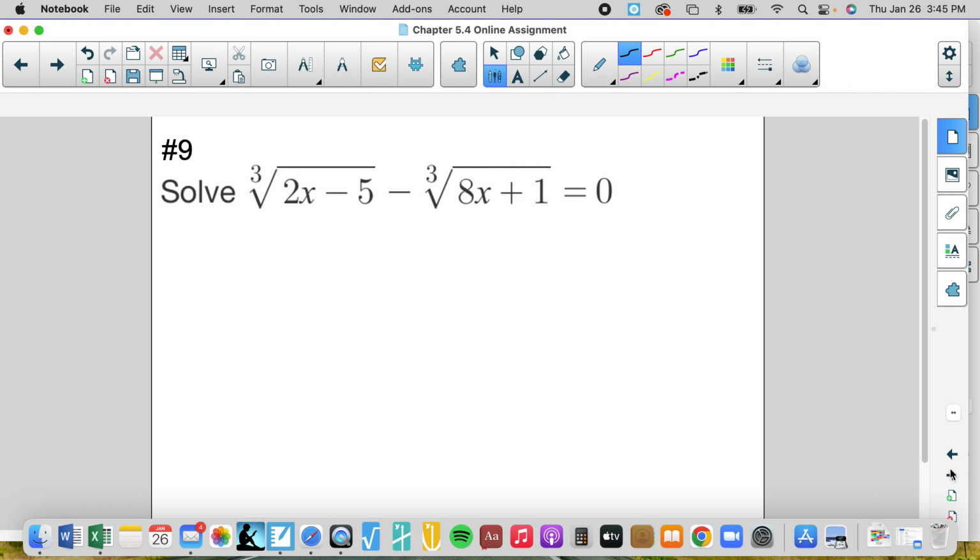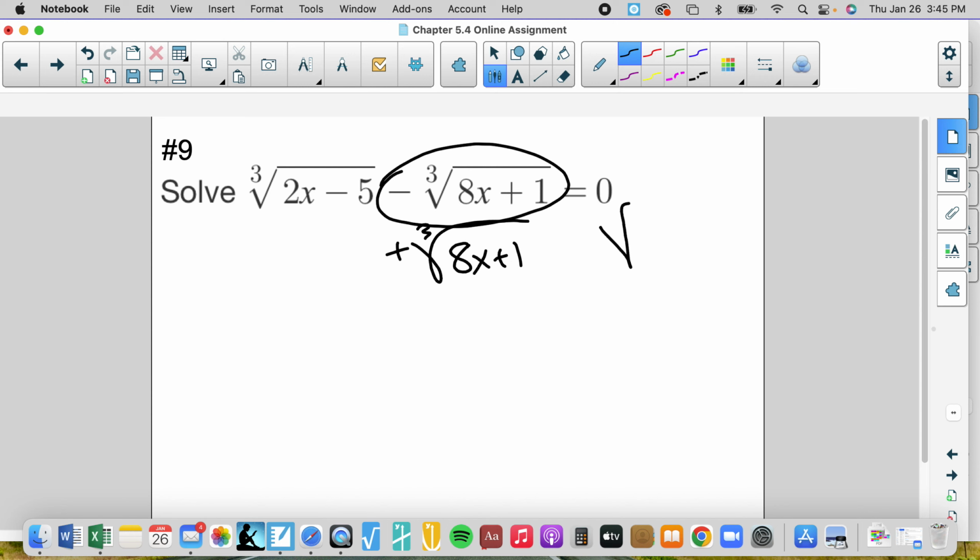Now this is another interesting one. We both have cubes, they're being subtracted, and they're equal to 0. Well, that seems like we want it to be equal to 0, but they're not multiplying each other. So we want to get one of these radicals on the other side. Let's get rid of the negative one by adding the cube root of 8x plus 1 to both sides.